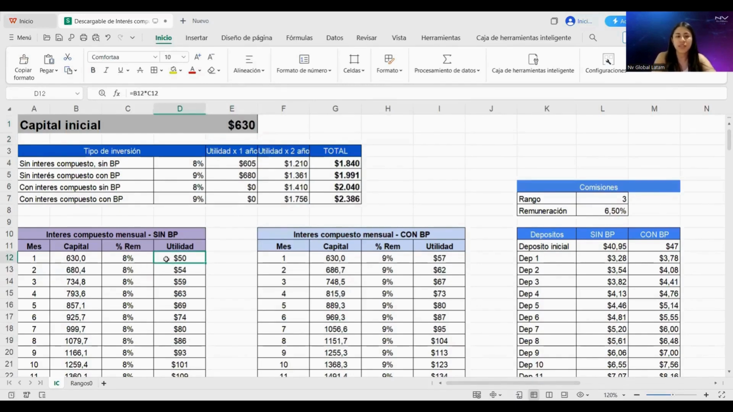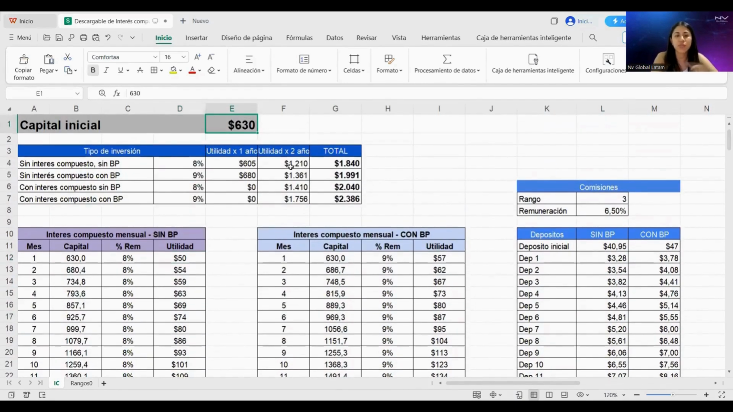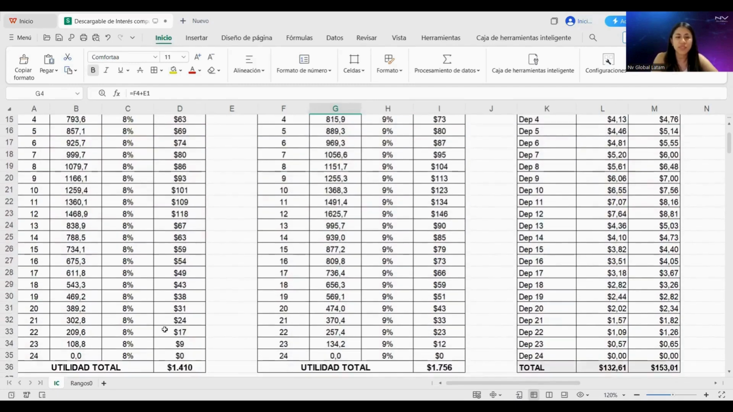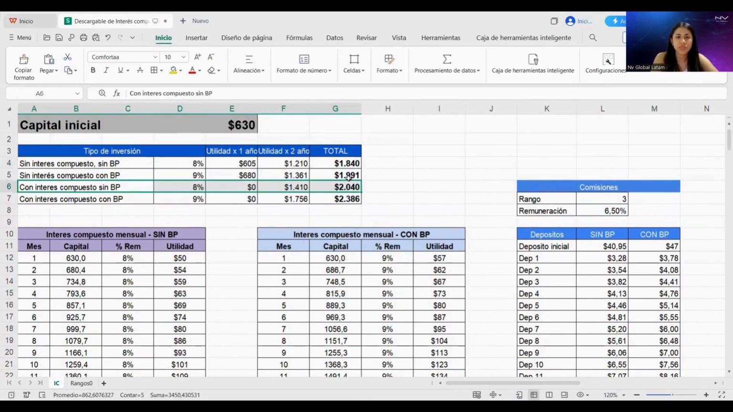So with $630 after 2 years in NV Global, without applying any kind of strategy, you will have a total profit of $1,210, or $1,840 including the initial capital, right? But what happens if in addition to that, you use compound interest for 2 years? Then your profit will be $1,410, and the $630 will turn into $2,040. Starting from $630, you can use the compound interest strategy without any problem.